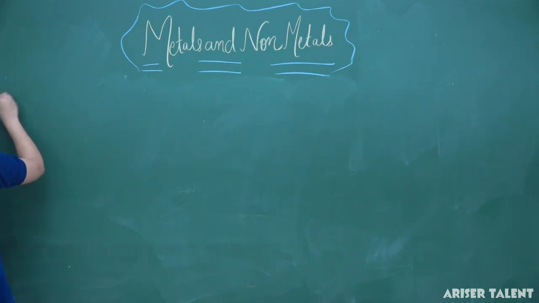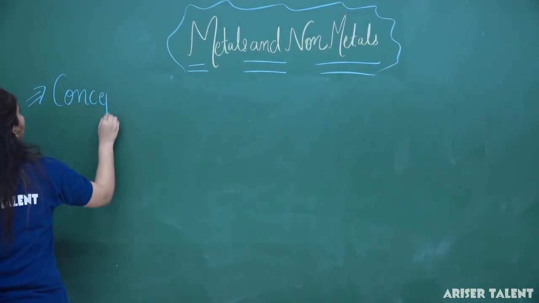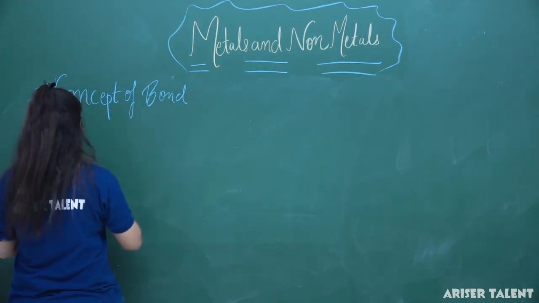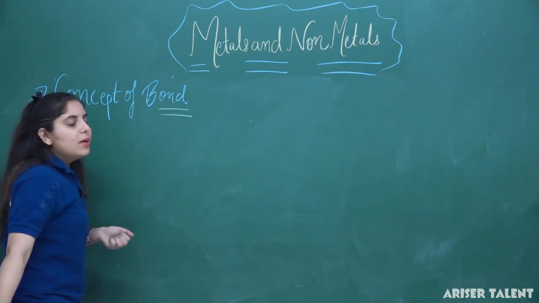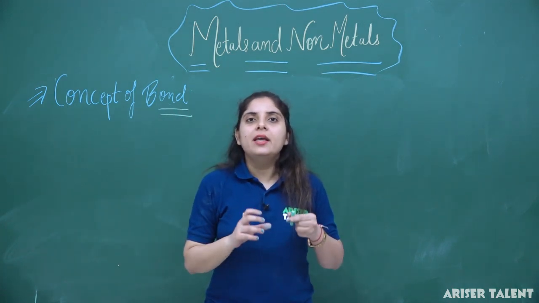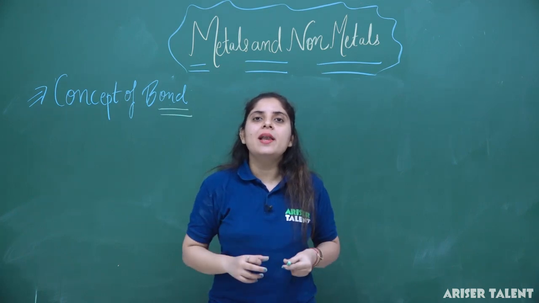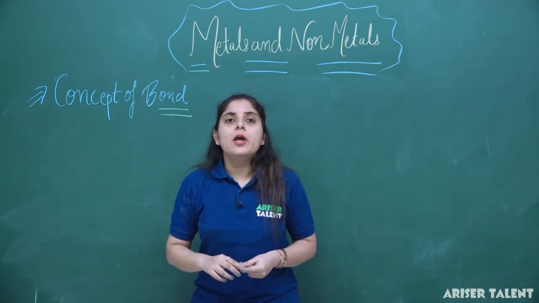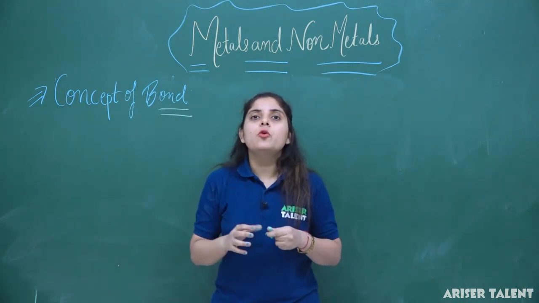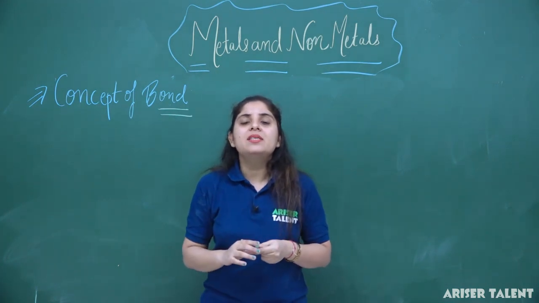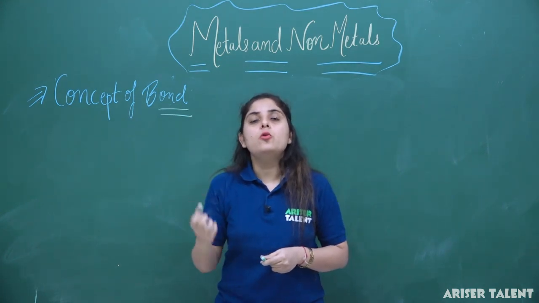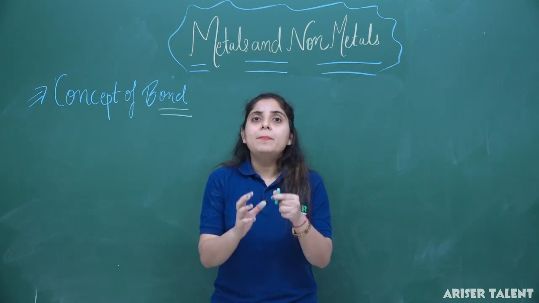So our next topic is the concept of bond. In the concept of bond, we have seen that noble gases have 8 electrons in their outermost shell and their octet is complete. They do not need to gain or lose any extra electron. Now the concept of bond is that in the periodic table, except group 18 elements, all the other elements are not independent in nature. They are chemically active only when they acquire or lose electrons from their outermost shell.